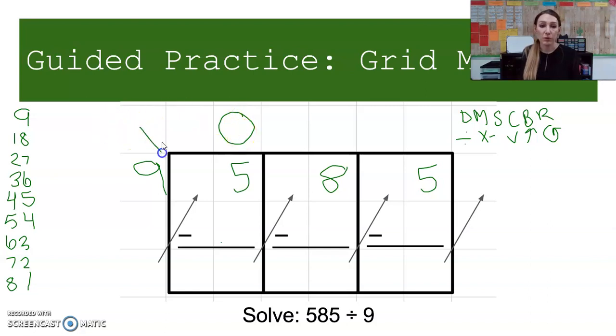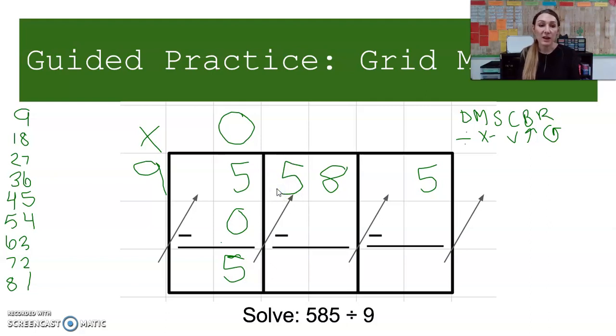Then I'm going to multiply. 0 times 9 is 0. Next, I'm going to subtract. 5 minus 0 is 5. Then I'm going to check. Is this difference, this remainder, less than my divisor? If it is, I can go ahead and carry it up to the next step. If not, I need to go back and see if I missed a multiple. So it is smaller, so I'm going to go ahead and bring that up to the next box.